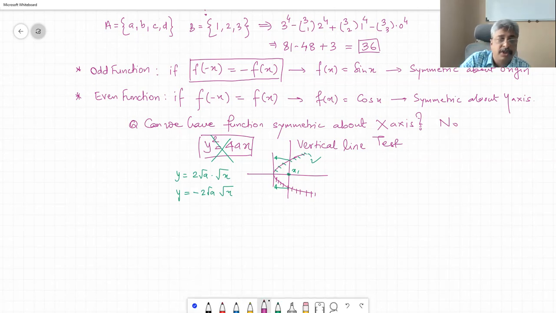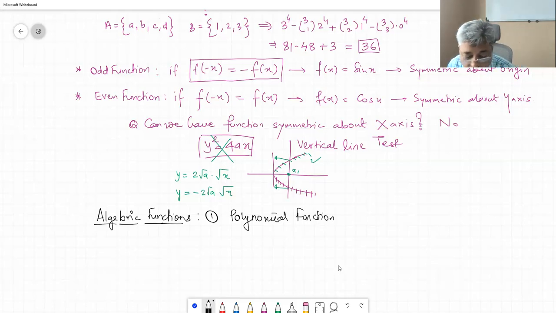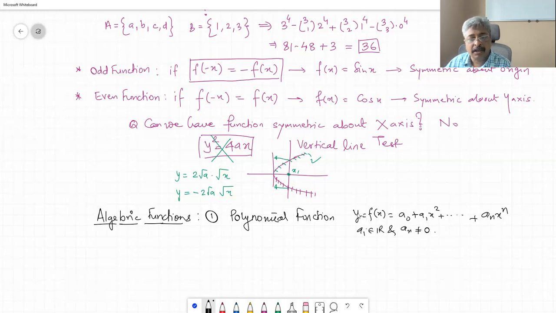Okay, let us learn a few more types of functions. Algebraic functions. The first is polynomial. y is equal to f of x is equal to a naught plus a1 x plus a2 x square plus dot dot dot plus a n x raised to n, where a i belongs to R and a n is not equal to 0. These are the most friendly functions, polynomial functions.